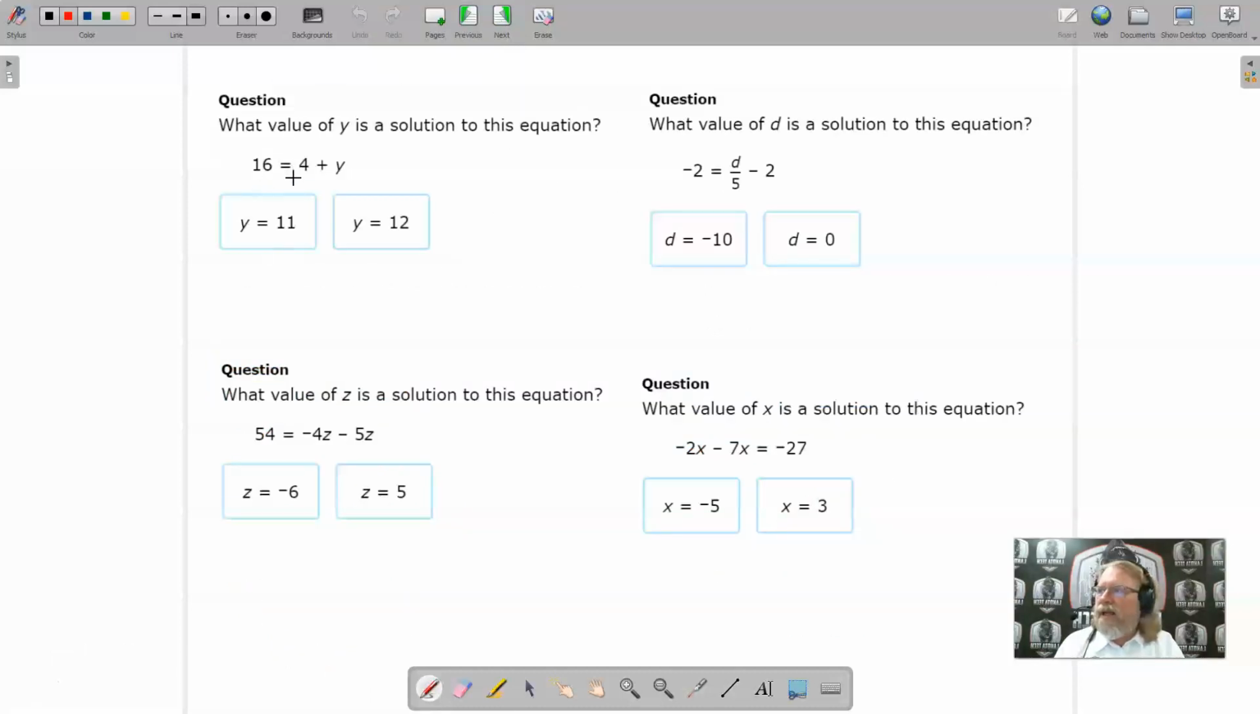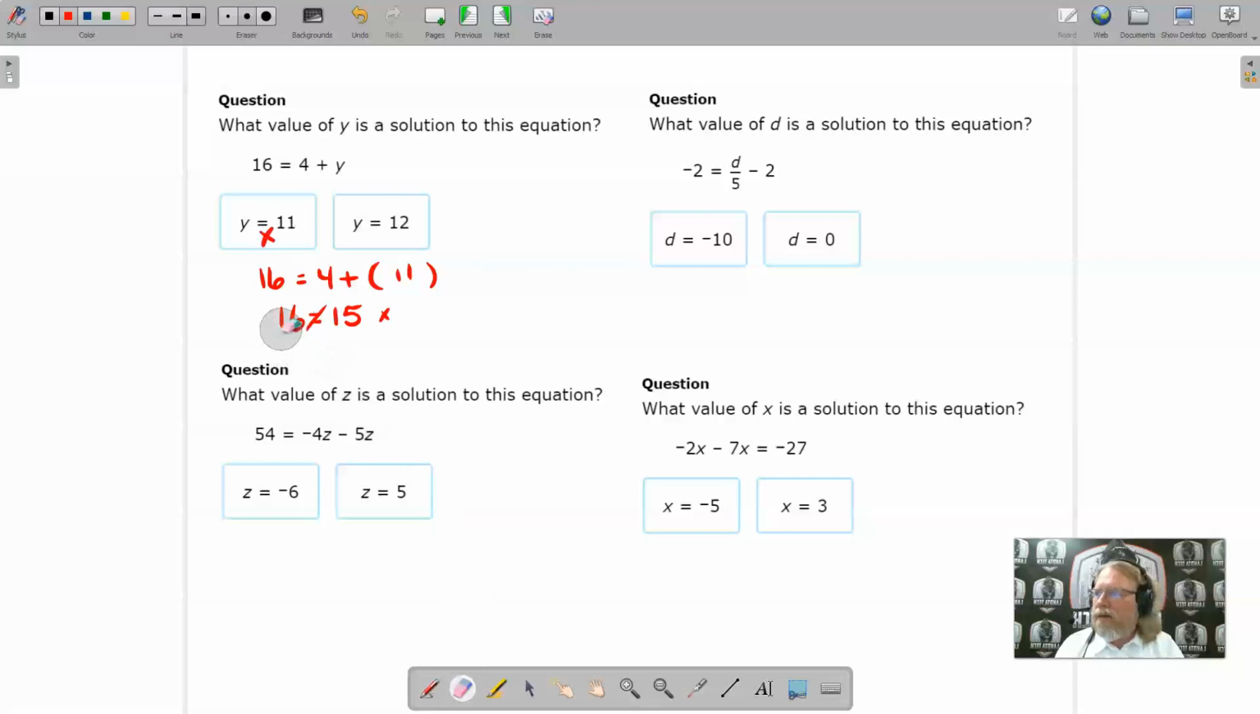The next one, 16 equals 4 plus y. So we're going to do 16 equals 4 plus, and then whatever they give us, we'll plug in there. So let's do 11. And 16 equals 4 plus 11. 4 plus 11 is 15. So that's not true. That's a false statement. So this one here we can rule out.